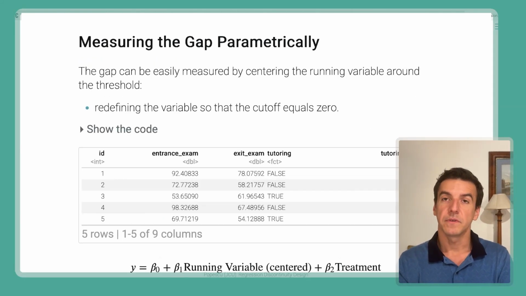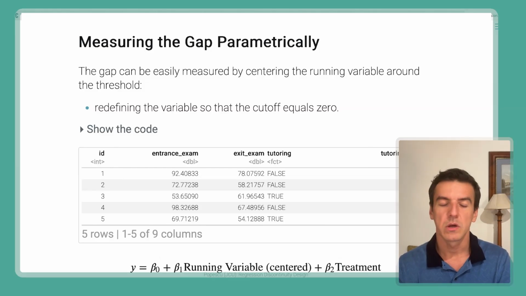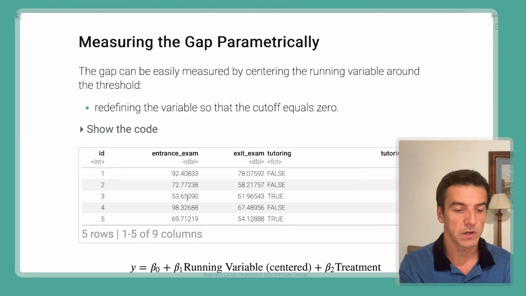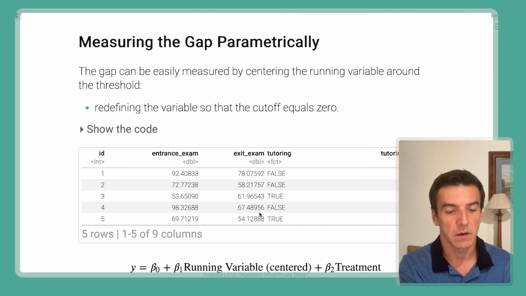So the gap fundamentally can be measured by centering the running variable around the threshold. I guess one of the questions would be, what does centering the running variable around the threshold mean? So this essentially means that we're redefining the variable such that the cutoff equals 0. So this is, for example, how we can think about it.